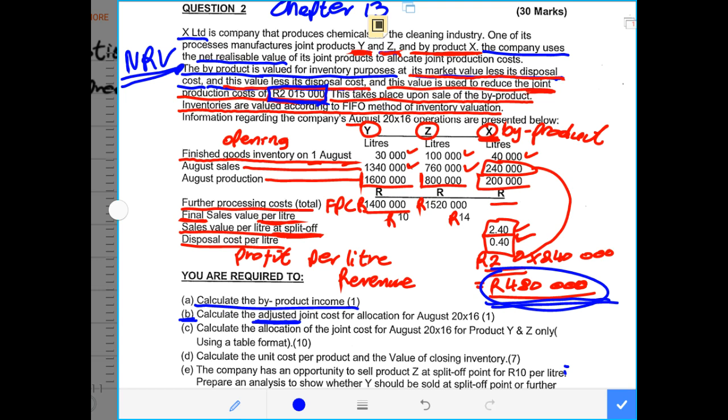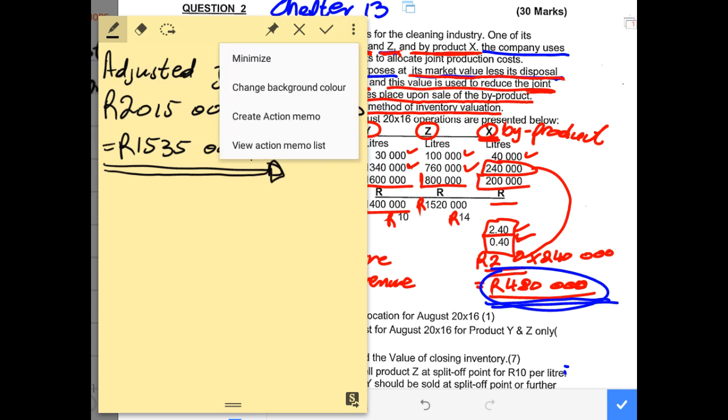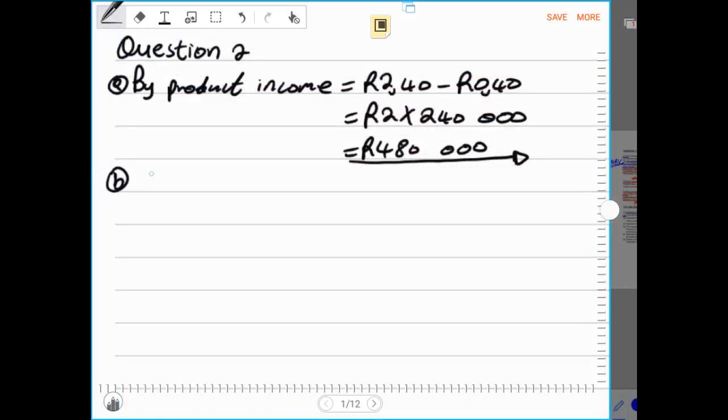and take note, it says calculate the adjusted joint cost for allocation for August 2016, which is only 1 mark, and we have already calculated the amount of the adjusted joint cost. Here is our adjusted joint cost, and our adjusted joint cost is 1,535,000 rands. But let us just do it in the formal way. Adjusted joint cost.